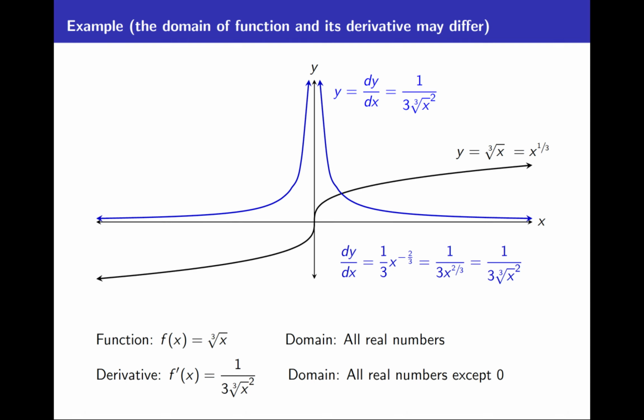And this is a good thing to be aware of. The derivative is giving us slopes of tangent lines, so whenever the slope of a tangent line is vertical, the derivative is not going to be defined.